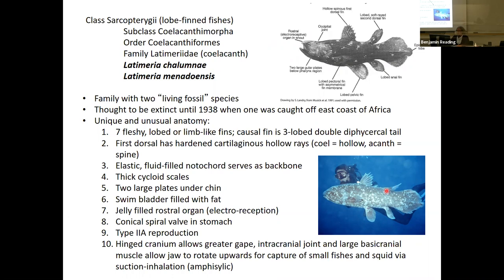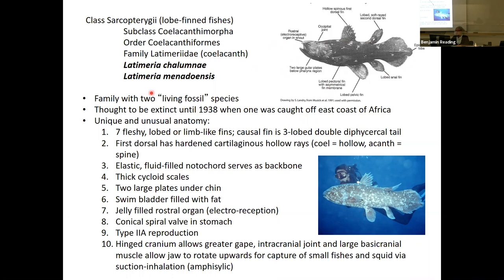These are fleshy appendages. They are just like a tetrapod, like an amphibian. There's two, these things are fleshy and there's bones in there. They can move these things. These things were thought to have been extinct back in 1938. One was caught off of Africa in 1938. And so this really was a major discovery.